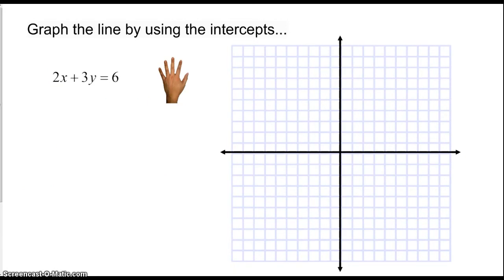Okay, so if you feel like you have that idea, try this one. Find the x-intercept and the y-intercept and use them to graph. So pause the video, unpause when you're done.